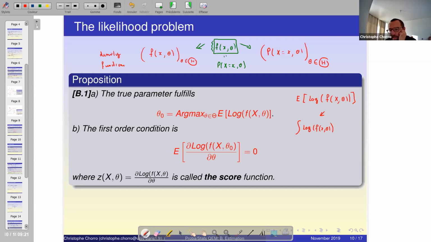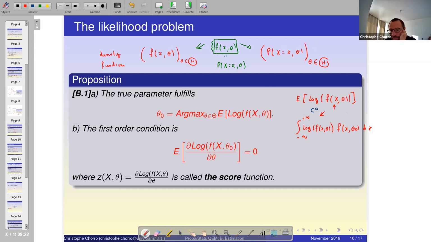Multiplied, because here inside you have capital X. So multiply by the density of capital X, and I know that the density of capital X is f_X(x; theta_0) dx. Integral from minus infinity to plus infinity. So here it is in the continuous case. In the continuous case, I have this one.